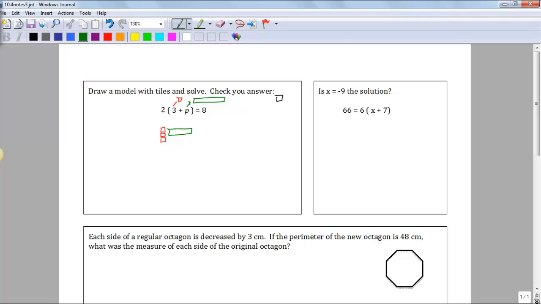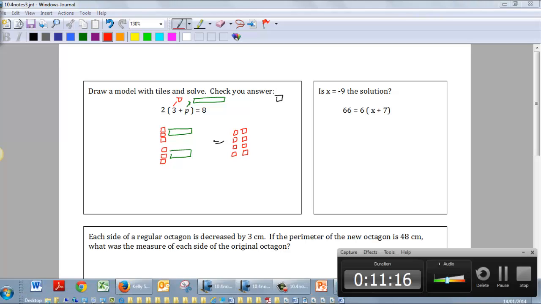We've got 2 of those, right? 1, 2, 3, and a p. That equals 8. 1, 2, 3, 4, 5, 6, 7, 8. Okay? Something like that. So why don't you pause the video and see if you can solve this one.